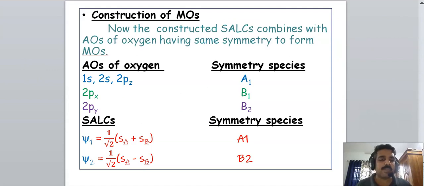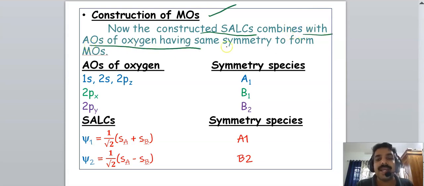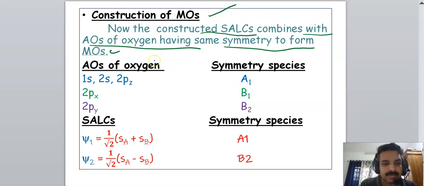Okay, and that's the final step. That is construction of molecular orbitals. Now the constructed SALCs combine with atomic orbitals of oxygen having the same symmetry to form molecular orbitals. They should have the same symmetry. Only atomic orbitals and SALCs having the same symmetry will combine. And this is our result.